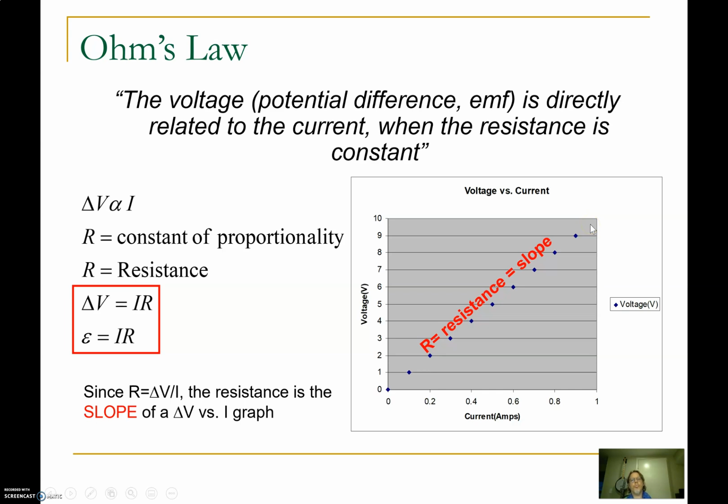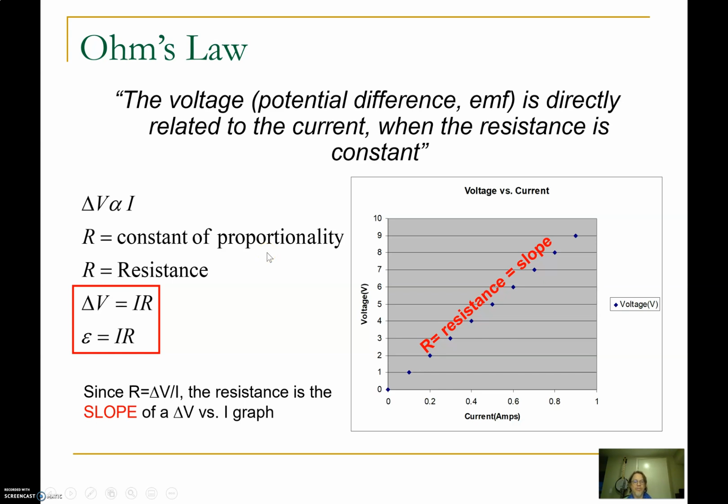Now, if it's an ohmic device, ohmic means it's a constant resistance. If you double the voltage, you double the current, and it's a constant resistance. So that's what we're generally talking about, things that are ohmic. Now, when you do your little lab with your FET stuff, that's going to be ohmic.